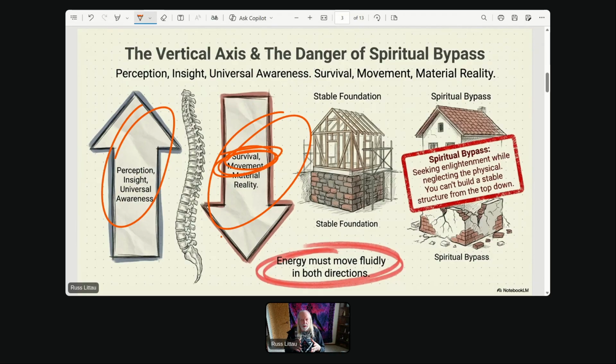So often those in the spiritual movement focus so much on these, right? I want to have this perception and this insight and everything. But what we don't understand is our body's part of the whole equation too. And as it says here, this is the foundation, and the energy must be fluid and must move in all directions. It's got to go both ways. So often, as it says here, the term I've just heard not that long ago, spiritual bypass.